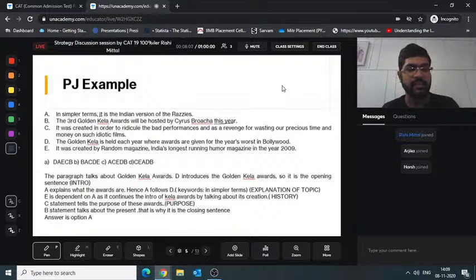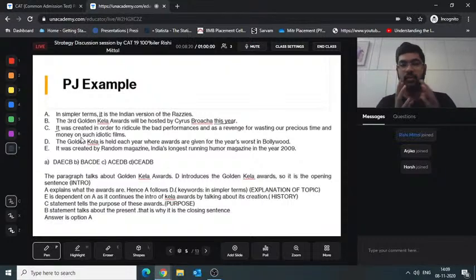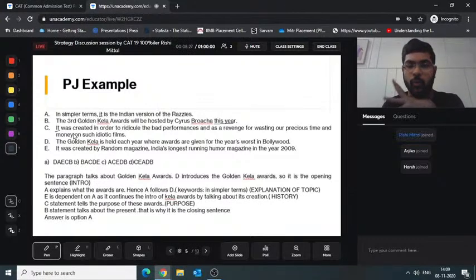The next sentence is it was created in order to ridicule the bad performances and as revenge for wasting our precious time and money on such idiotic films. Seems quite fun. But again, the word it is used, it's a pronoun, so it is not an opening sentence. As I mentioned, my first task is to find the opening and the closing sentences. So far, I know A and C are using pronouns, so they are not opening sentences for sure. B has no pronoun but is using this here. So if I find some chronology, I'll be putting this later on.